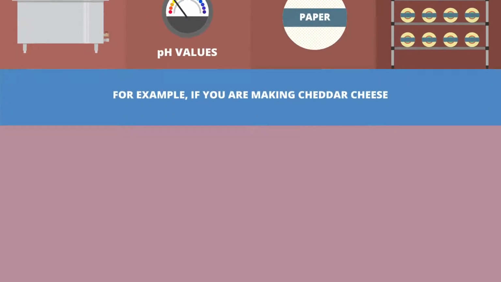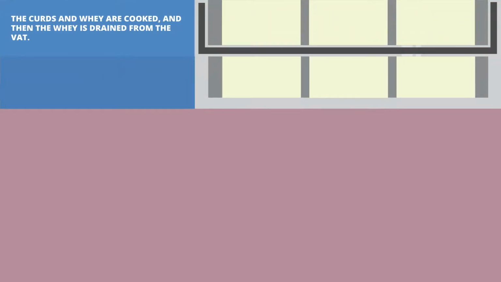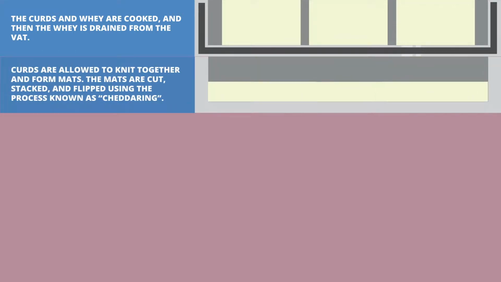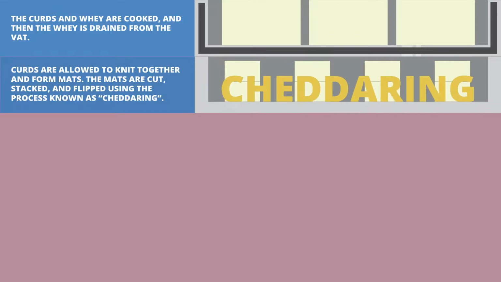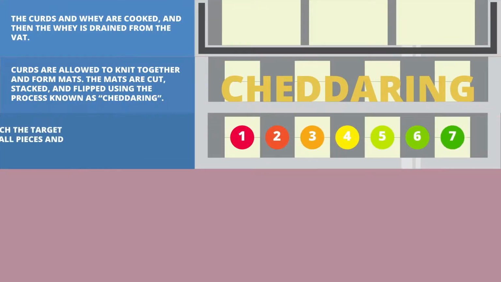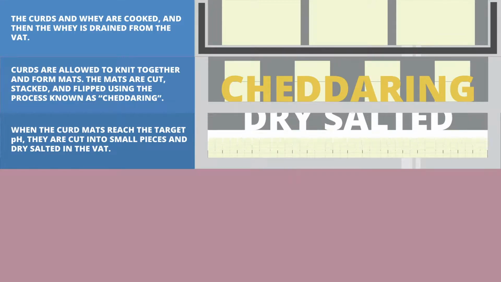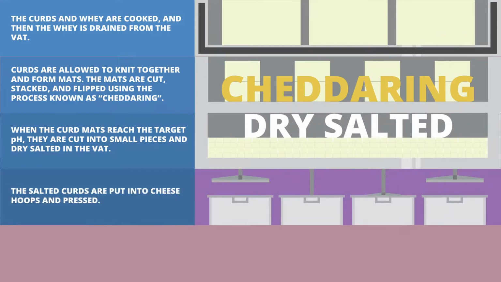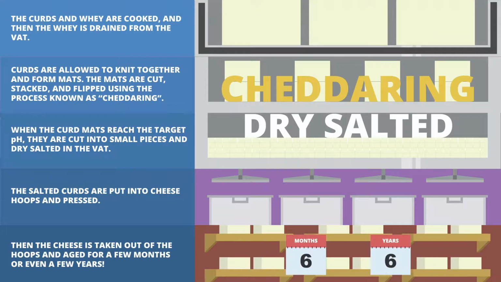For example, if you are making cheddar cheese, the curds and whey are cooked, and then the whey is drained from the vat. Curds are allowed to knit together and form mats. The mats are cut, stacked, and flipped using the process known as cheddaring. When the curd mats reach the target pH, they are cut into small pieces and dry salted in the vat. The salted curds are put into cheese hoops and pressed. Then the cheese is taken out of the hoops and aged for a few months or even a few years.